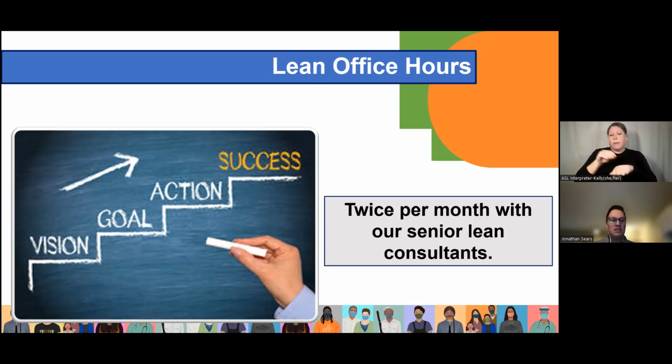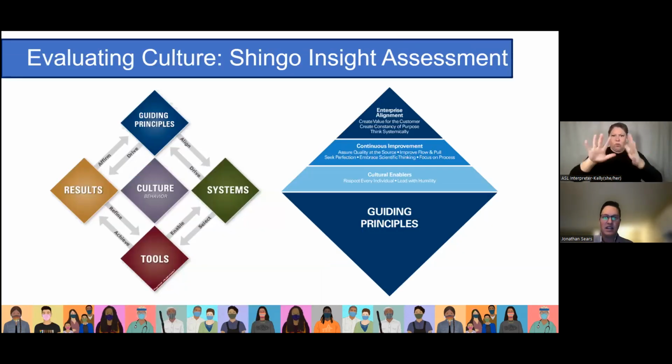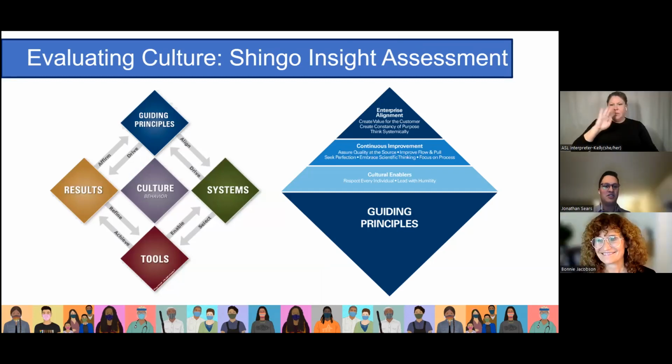And so all of these educational structures and forums that we've been building out are helping us build our lean engine as a lean transformation section. Next slide. And I'm going to hand it back to Bonnie to talk a little bit about culture and the Shingo assessment. Thanks, Jonathan. We're almost to time, so I'm going to go a little more quickly here.